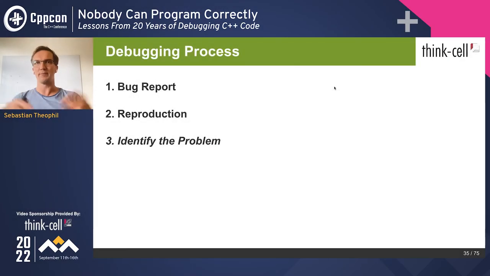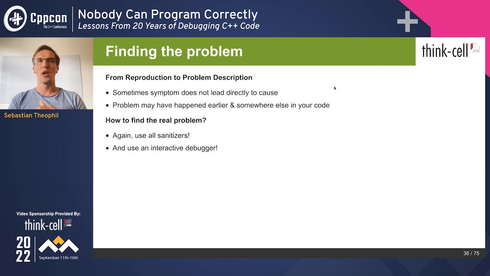Okay, now we have a good reproduction. We can look at the problem again and again. Now we actually have to find what the problem in our code base really is. So we have to identify the actual bug. Because the symptoms we're seeing, the error message, the crash, probably isn't where the bug is. The bug might have happened earlier or somewhere else entirely in our code, and we are just seeing a consequence of it. So we have to go back and think about how we ended up in that state we are seeing. So how do we find the real problem?